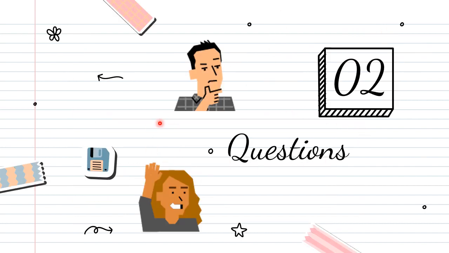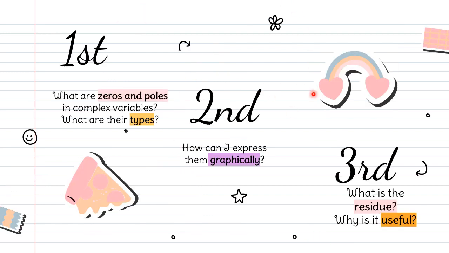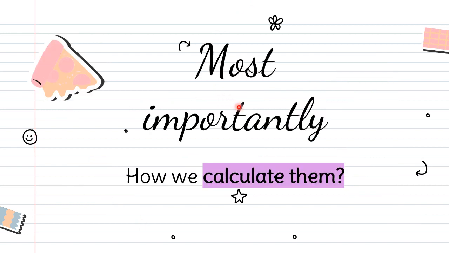Questions that we will be answering along this video. Okay, so our first question is, what are zeros and poles in complex variables? What are their types? The second question that we'll be answering is, how can I express them graphically? And the third one is, what is the residue and why is it useful? And most importantly, how do we calculate them.